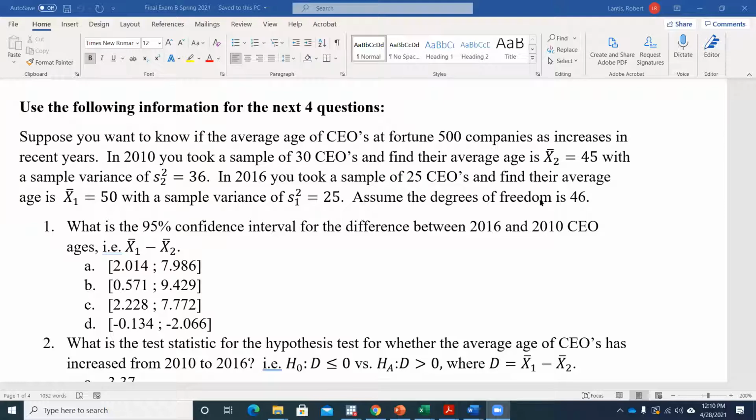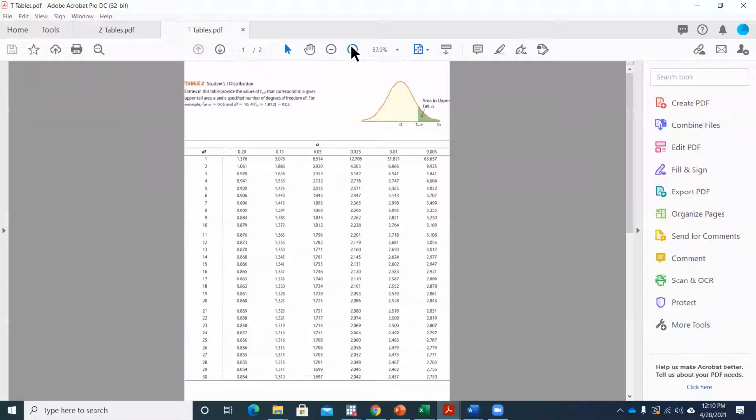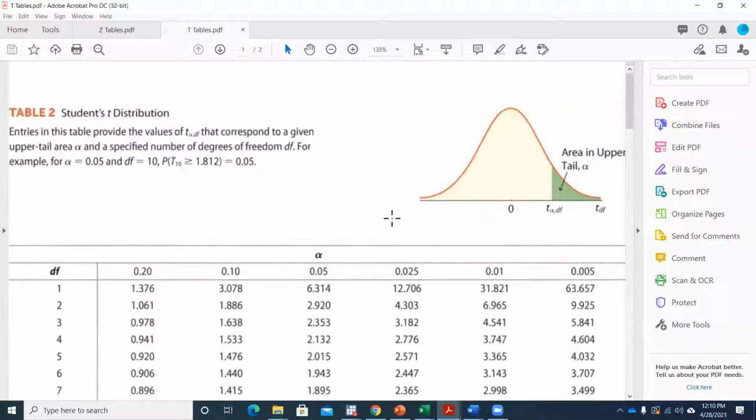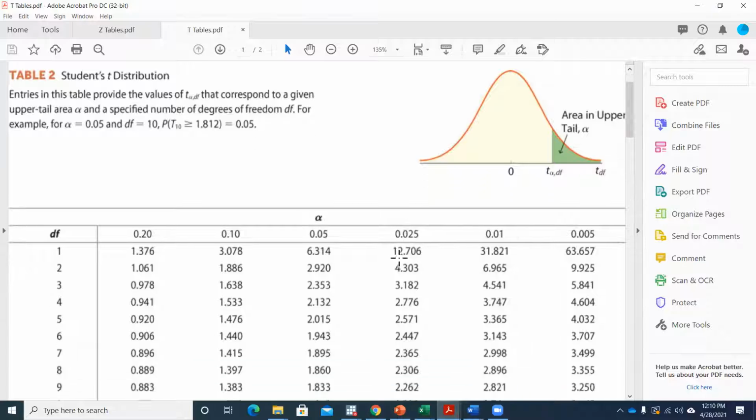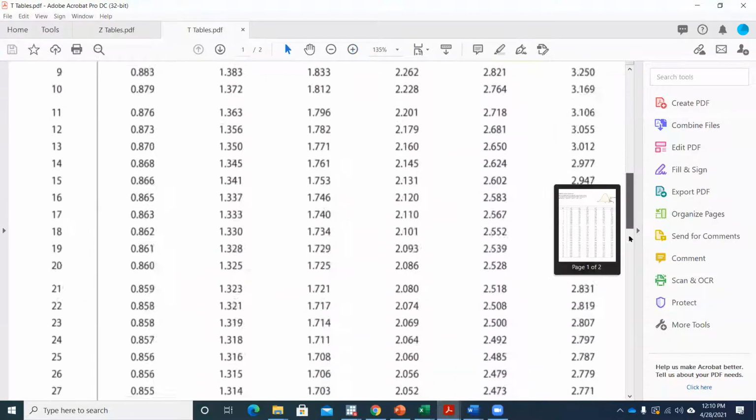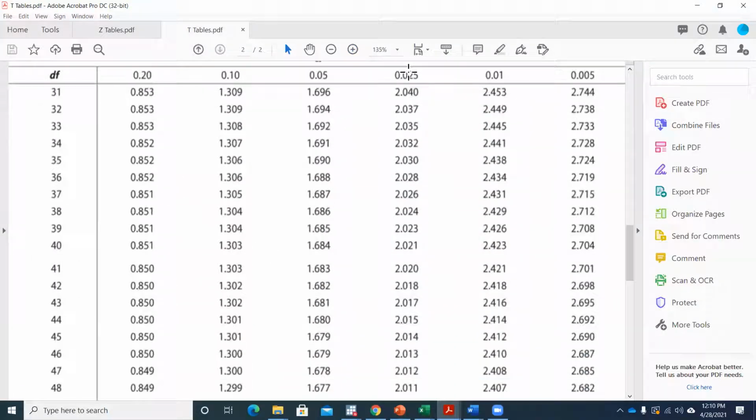So I give you that assumed true degrees of freedom. So from here, we're just looking up that t value. So we'll go to our student t table, zoom in so we can actually see something. We wanted the area of 0.025 in our tail at a degrees of freedom of 46. So I'm going to scroll down here. 0.025, degrees of freedom 46, 2.013.